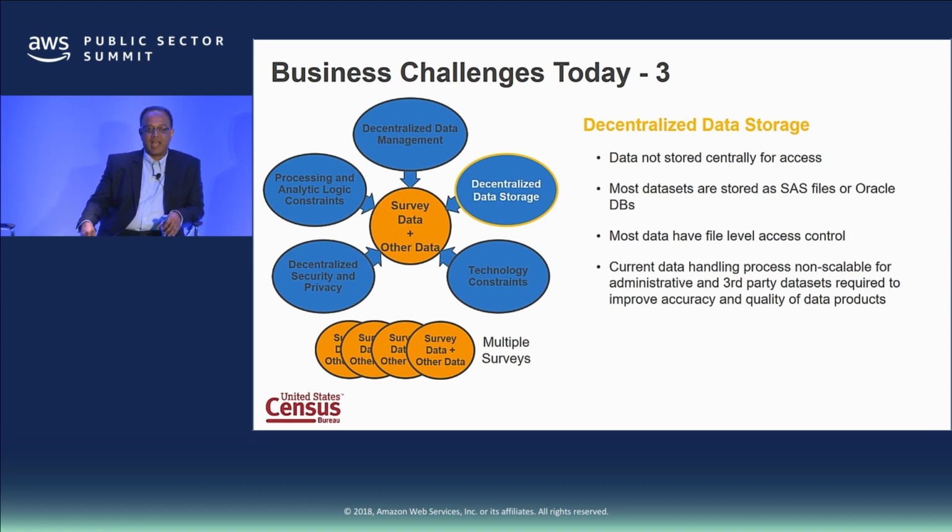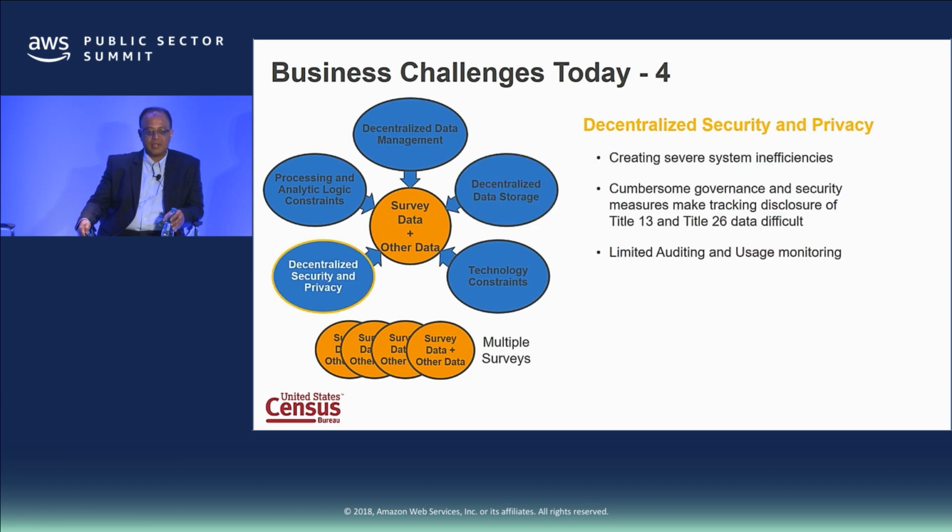Most data have file access control. So Census gets all types of data. We collect our own data, we get tax data, we get HIPAA data, we get data from various federal statistics organizations. And so there are laws called CIPSEA, which basically prevent us from giving access to data. And therefore, we create these silos of having data managed individually. And that is not scalable.